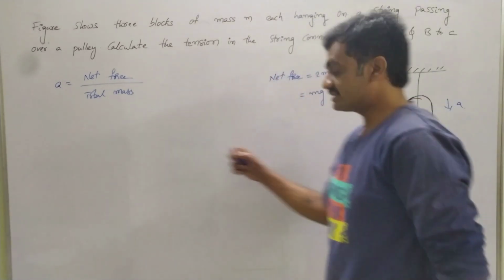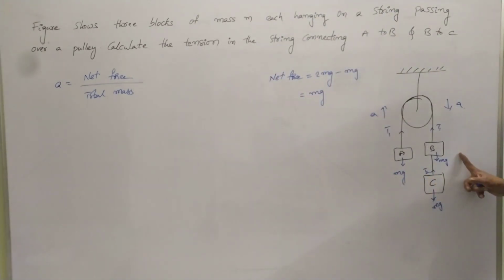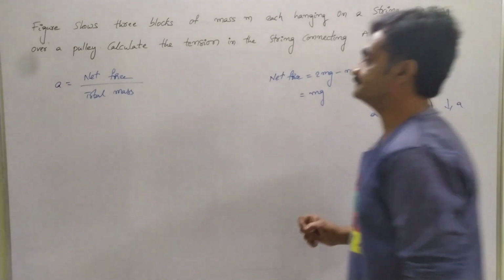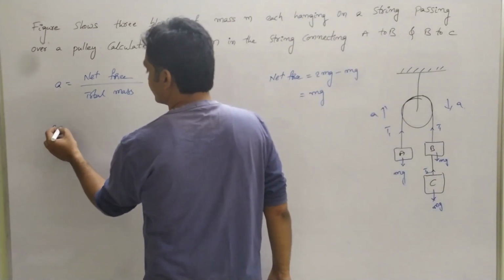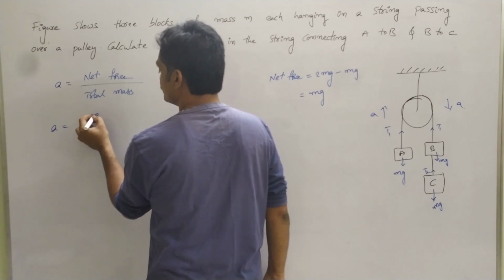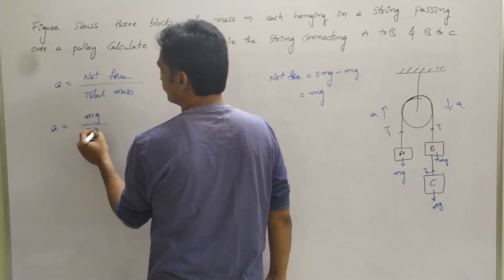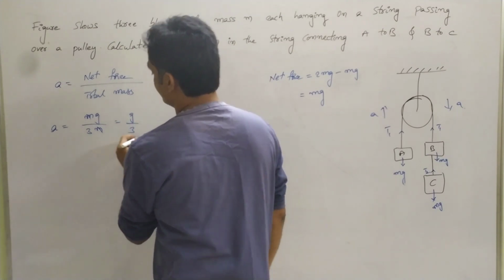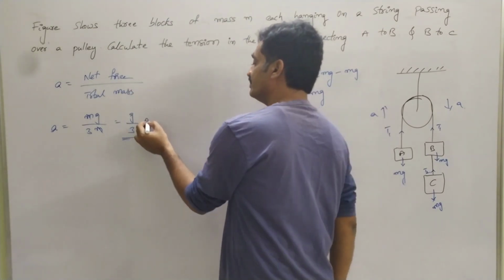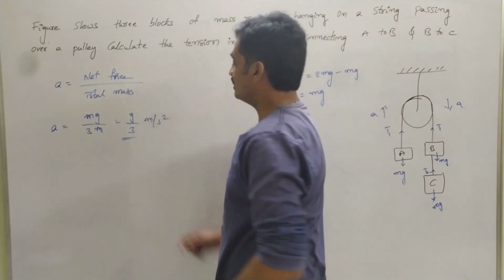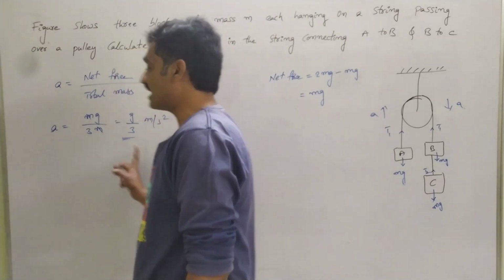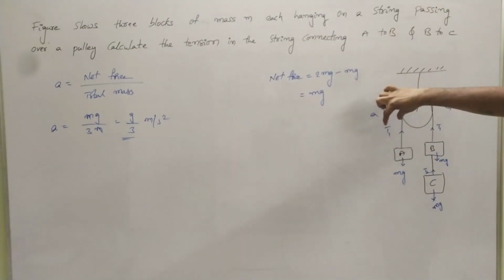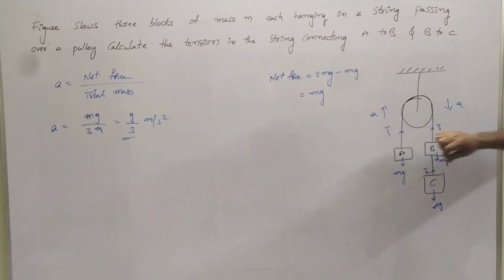Now the total mass is m plus 3m. Based on that, the common acceleration can be given as mg by 3m. Here m gets cancelled and we get a equals g by 3 meter per second square. So now we have derived the common acceleration. Now we have to find the value of tension T1 as well as T2.